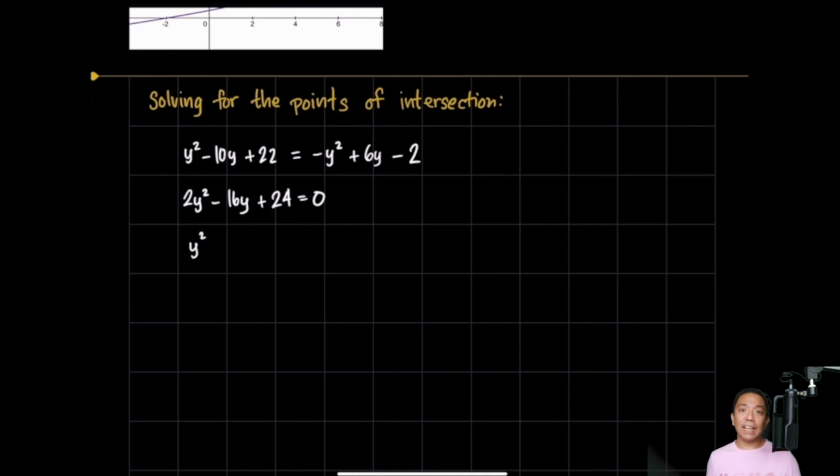We will observe na common factor yung 2, so divide natin everything by 2 para makuha natin yung y squared minus 8y plus 12 equals 0. We should observe that this is factorable. So factoring this trinomial, this is equivalent to y minus 2 times y minus 6 equals 0, and we'll get our y values to be 2 and 6. So when we perform our integration, yung limits of integration natin will be 2 and 6 respectively.